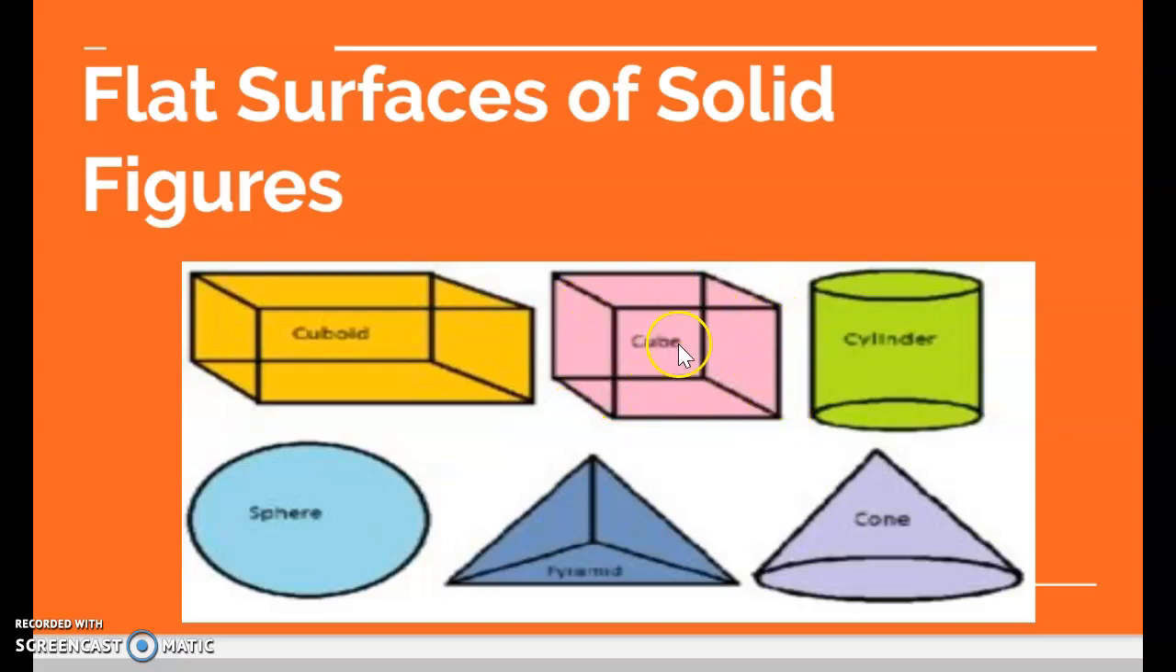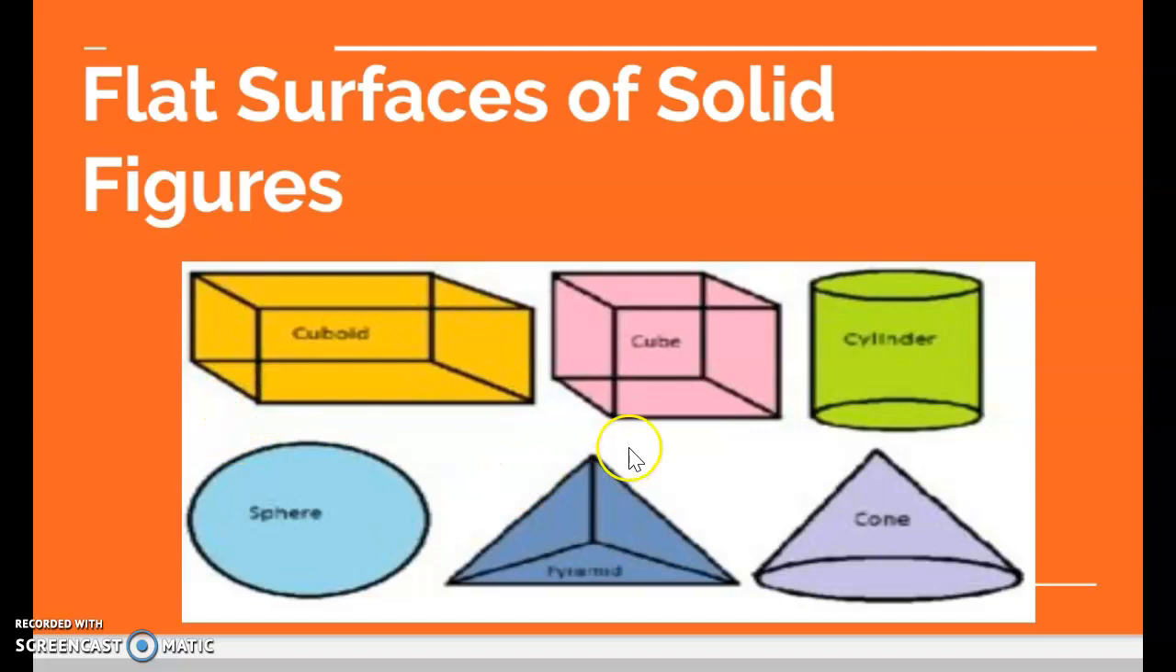all 3D. So if I had a cube, I can hold it. Just like a box, if we have a box, we can hold it. That is a solid figure. A ball would be another solid figure, and that would be a sphere. So we can see that they all have flat surfaces.